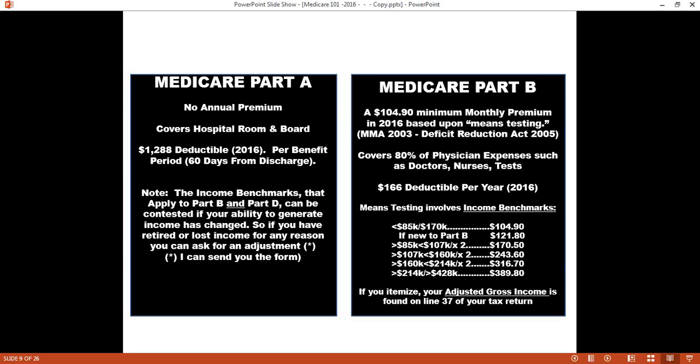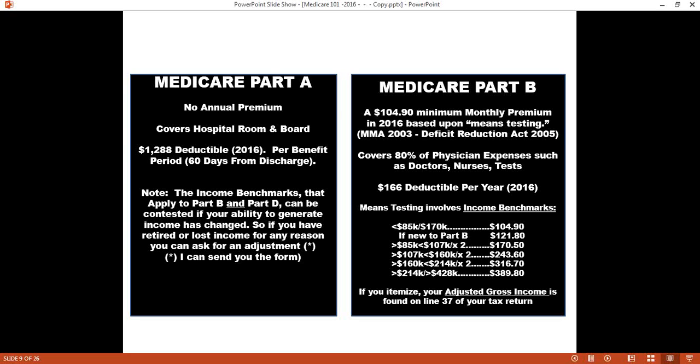That means that people who have adjusted gross income as a single person of $85,000 or $170,000 as a couple, if you make less than that amount, you pay that $104.90 base rate. But if you make more than that, the government charges you more. And in fact, the new charge for people who are brand new to Part B, as of 2016, if they make less than those amounts I just mentioned, they pay $121.80 for Part B. And again, that's adjusted gross income.